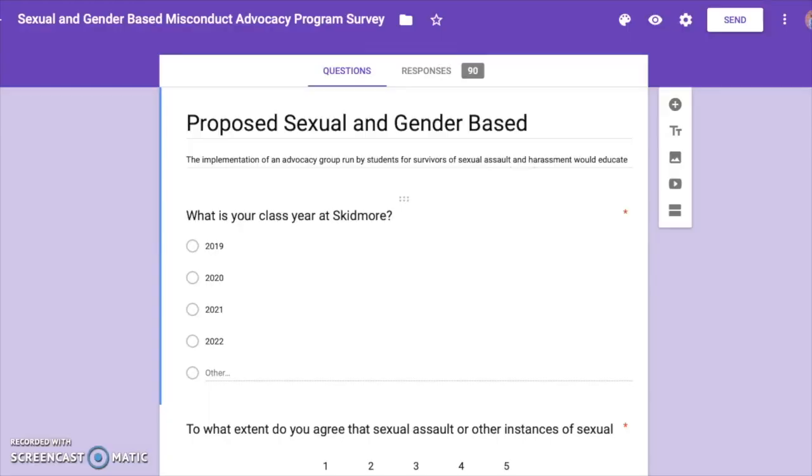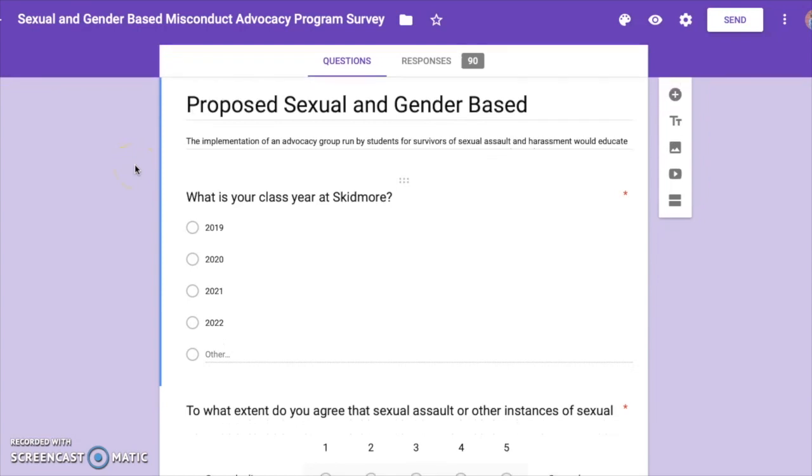Another example of including research and resources in your proposal is conducting an interest survey. What I did for my project was create a survey using Google Forms for a proposed sexual and gender-based misconduct advocacy group run by students. I made sure to very clearly indicate that this was a proposed program. It's very important to include that, so that people responding to the survey do not think it has already been approved, especially if they are part of the faculty or the administration and haven't approved it yet. You want to make sure it's clear that this has not been approved.